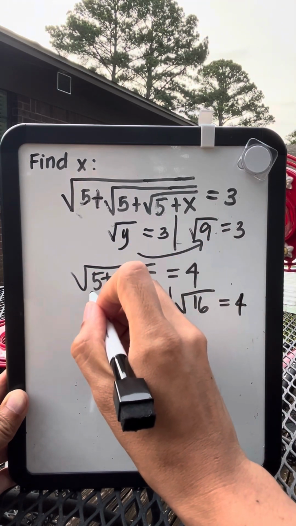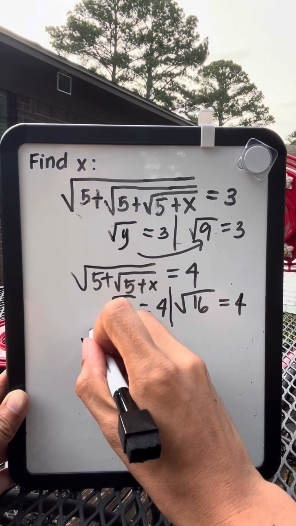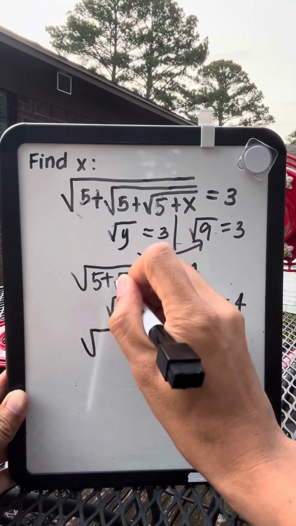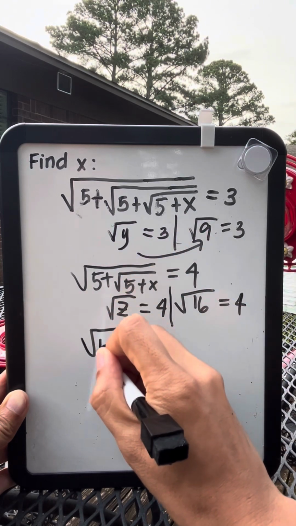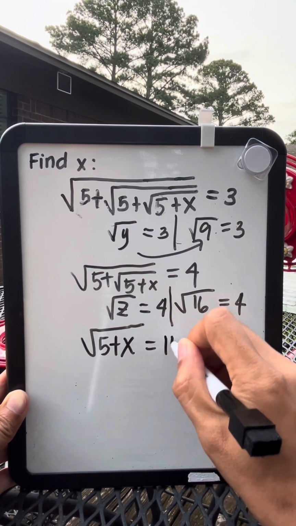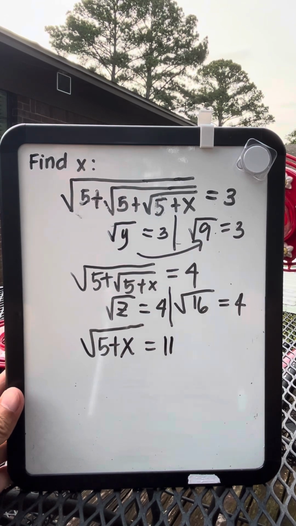But we already have a 5. So how much do we need to make it a 16? Okay, that is correct, 11. So this means this one right here, square root of 5 plus x, is actually 11. Okay, we're almost there. We're down to the last radical sign.